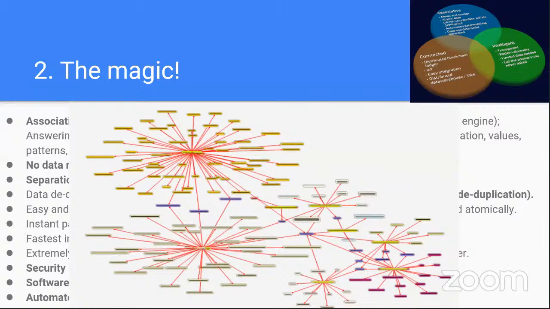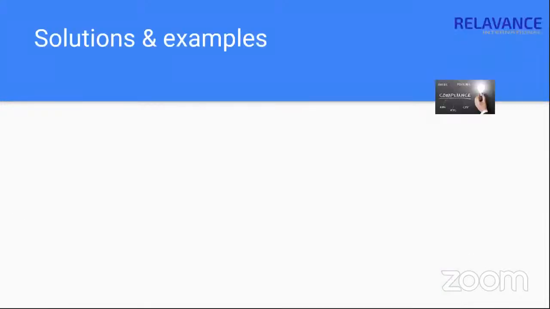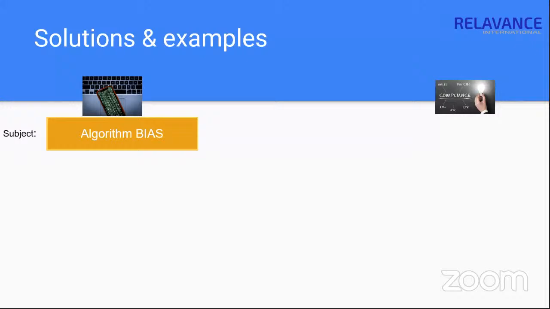So with the Relevance technology, we are disruptive and for sure a game changer. We can handle the increased volume and variety of data and deliver augmented intelligence to support users in exploring data, performing analytics in order to make decisions. I promise you to give some examples and use cases for the Relevance technology. First, there's the algorithm bias.